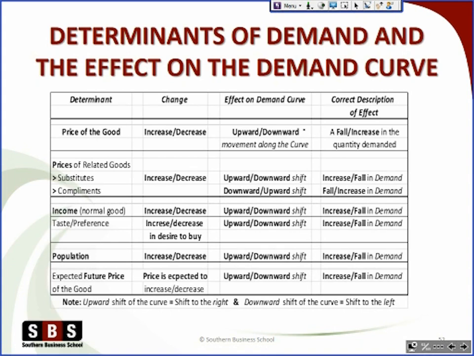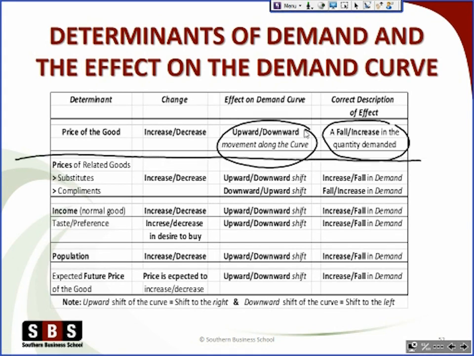That is the only thing that causes a movement on the demand curve. The rest of these determinants all cause a shift of the curve. We'll get to that now. But remember that the price of the good causes a downward or upward movement on the curve. And that is called an increase or a decrease in the quantity demanded. So the first one is differentiated from the rest. The first one has to do with a movement along the curve, and it's called a change in the quantity demanded. The rest of it is an increase or a decrease in demand. There's a difference. We'll get to that just now.